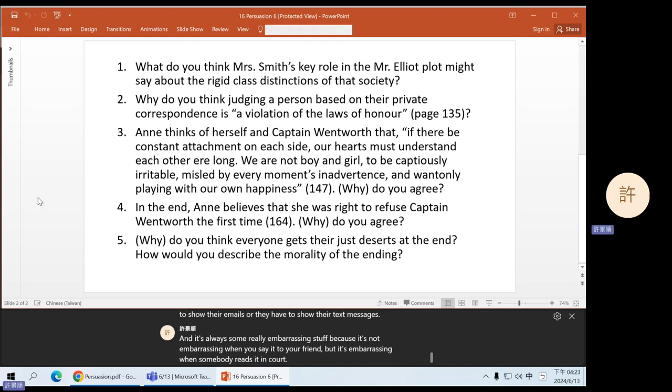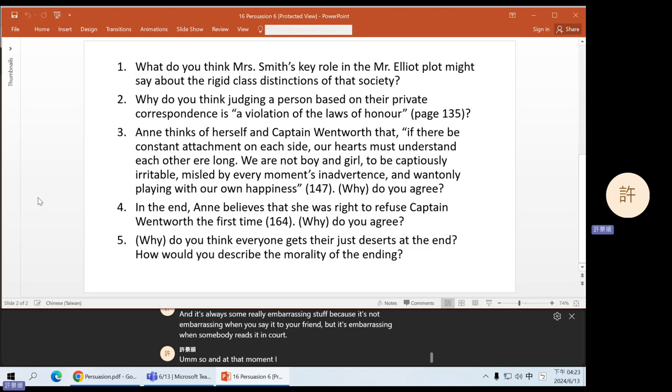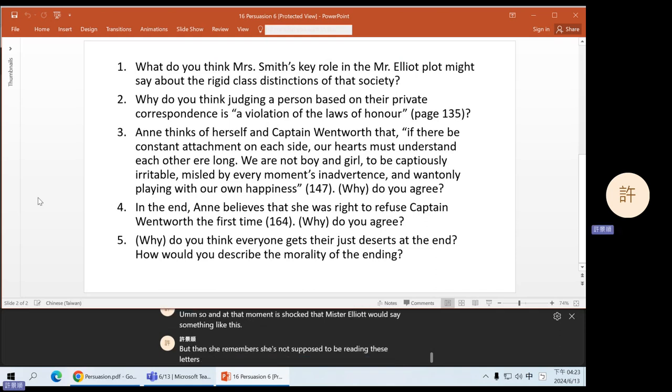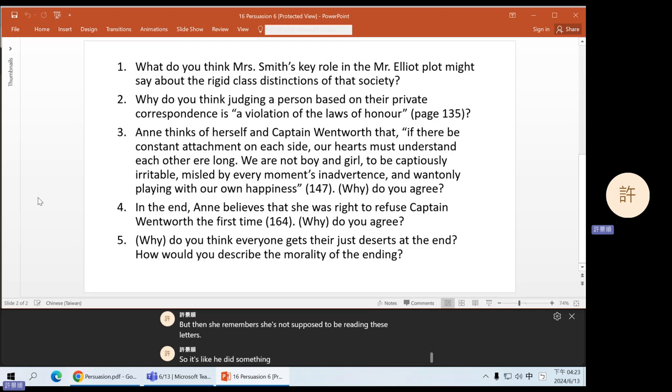So Anne at that moment is shocked that Mr. Elliot would say something like this. But then she remembers she's not supposed to be reading these letters. So it's like, he did something wrong, but I also did something wrong. So they cancel out and I can't really feel that shocked. And then she can go on talking with Mrs. Smith.